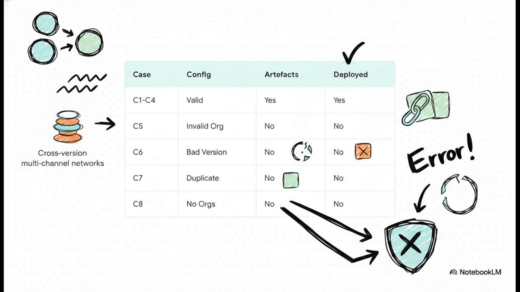The data from the paper tells a really clear story. Cases C1 through C4 represented complex, valid scenarios. We're talking multi-organization consortiums, multi-channel networks, and cross-version deployments. And guess what? All of them generated their artifacts and deployed flawlessly, without a single manual adjustment. On the flip side, cases C5 through C8 were intentionally fed invalid parameters. In every single invalid case, the orchestrator successfully blocked artifact generation and deployment, instantly throwing an error.